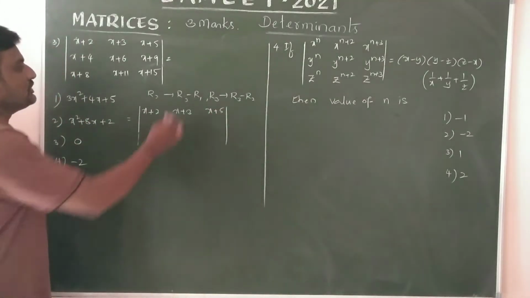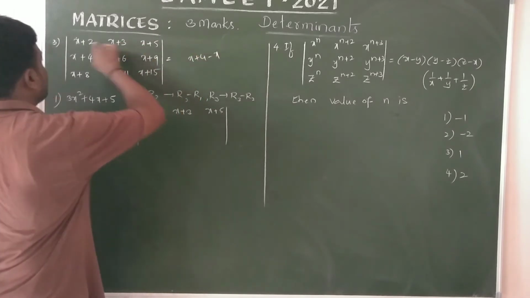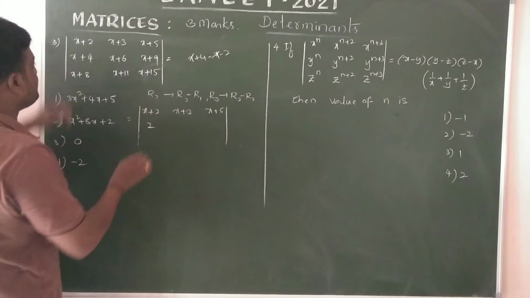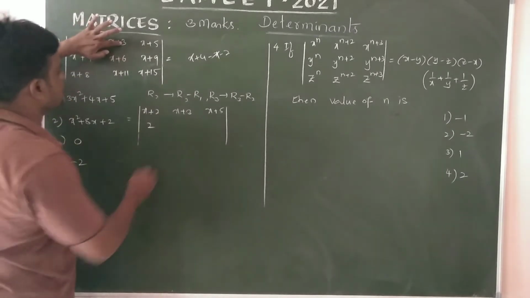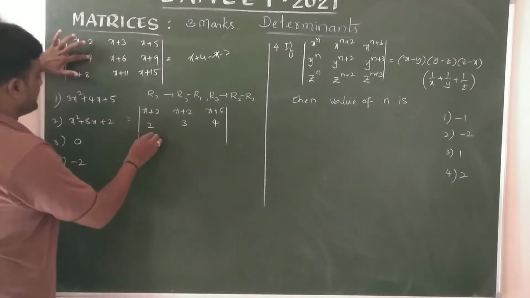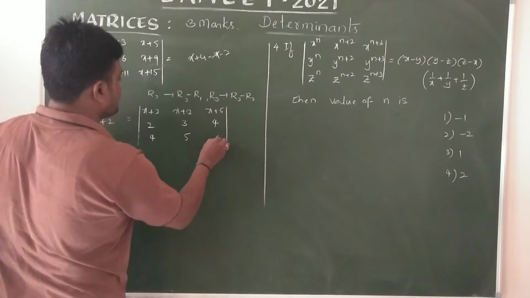R2 minus R1. That means x plus 4 minus x plus 2, so x cancels, 4 minus 2 is 2. Similarly, 6 minus 3 is 3. 9 minus 5 is 4. 8 minus 4 is 4. 11 minus 6 is 5. 15 minus 9 is 6.